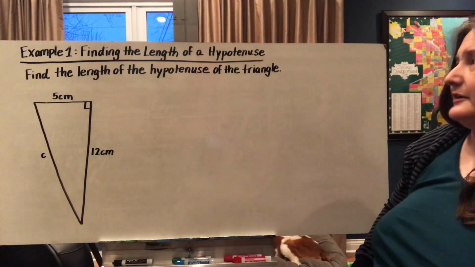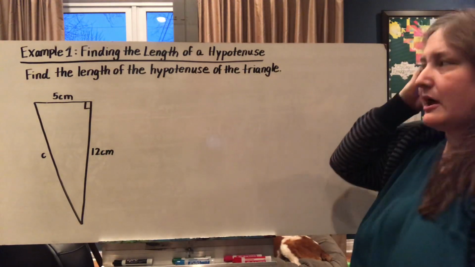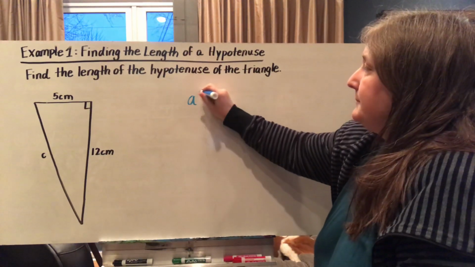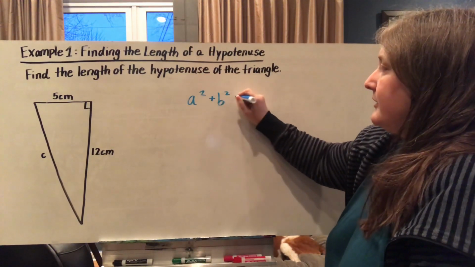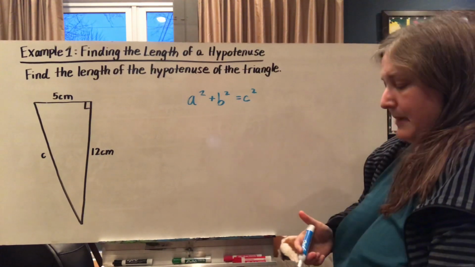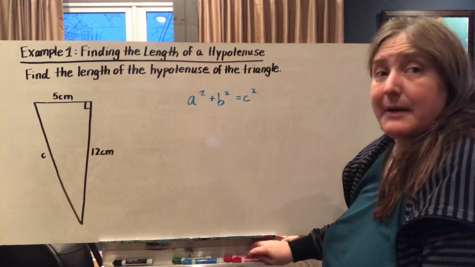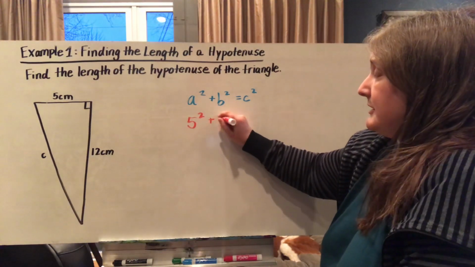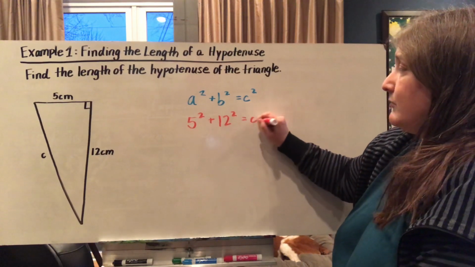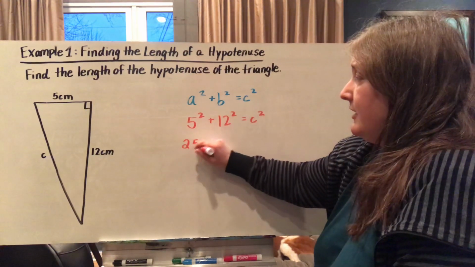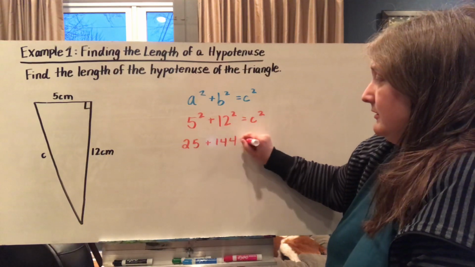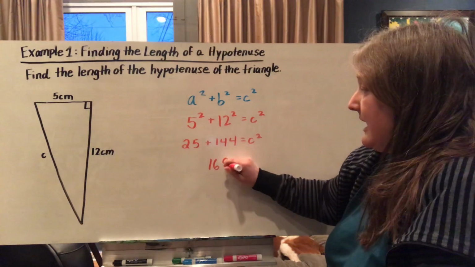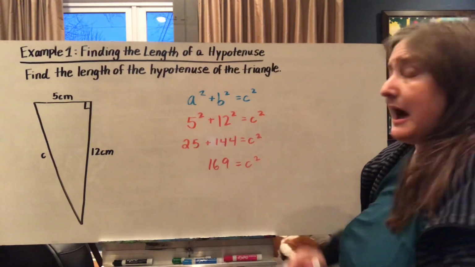So let's try to find the length of the hypotenuse of a right triangle. So we know our Pythagorean theorem is a squared plus b squared equals c squared. And in this theorem, a and b represent the legs while c represents the hypotenuse. So in this case, our legs are 5 centimeters and 12 centimeters. I'm going to square both of them, and I get 25 and 144. Together, we get a grand total of 169, and that equals our hypotenuse squared.